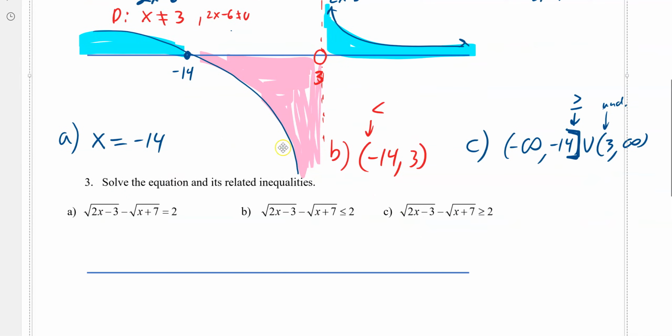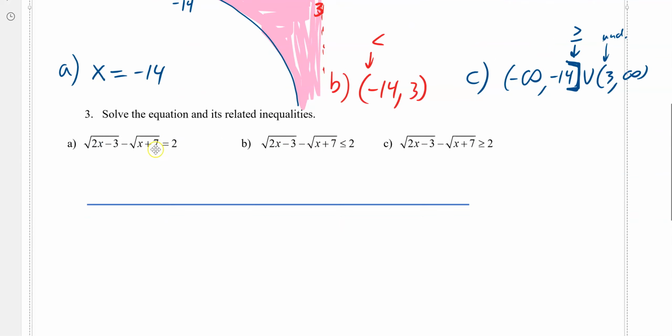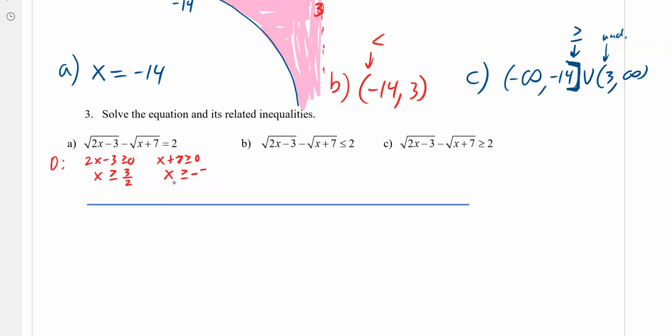Okay, let's try another. This guy right here. So we know our domain here is the first one is 2x minus 3 must be greater than or equal to 0, and also x plus 7 must be greater than or equal to 0. So if we solve this, we get x is greater than or equal to 3/2, and x is greater than or equal to -7. So if you remember our AND statements, what's happening is this is an AND statement.